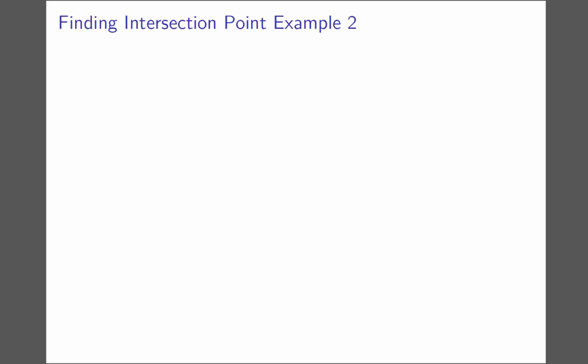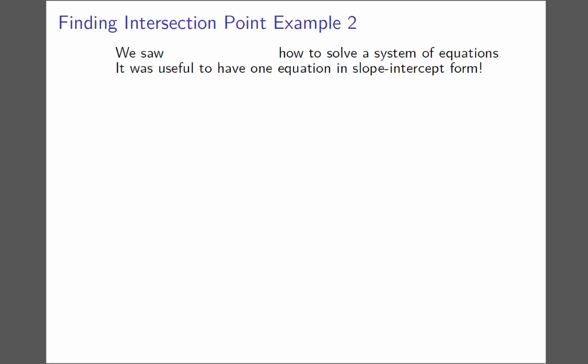Let's look at another example where we find the intersection point between two lines. We saw in the first problem how to solve a system of equations, and we saw that it was useful to have one equation in slope-intercept form. But what if neither are in slope-intercept form?